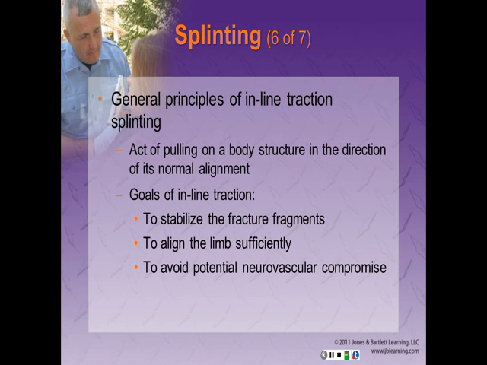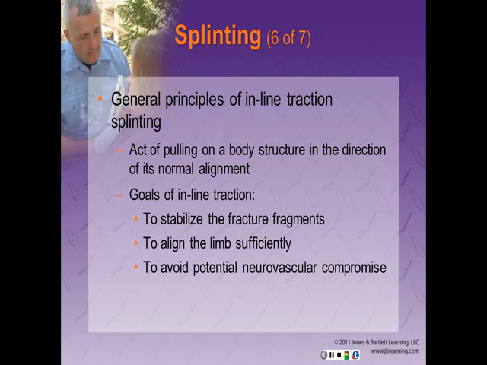General principles of an inline traction splint. The application of inline traction is the act of pulling on a body structure in the direction of its normal alignment. It is the most effective way to realign a fracture of the shaft of a long bone so that the limb can be splinted more effectively. When applied correctly, traction stabilizes the bone fragments and improves the overall alignment of the limb. You should not attempt to reduce the fracture or force all of the bone fragments back into alignment.